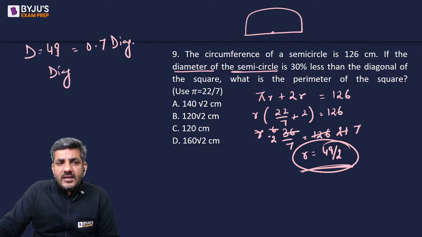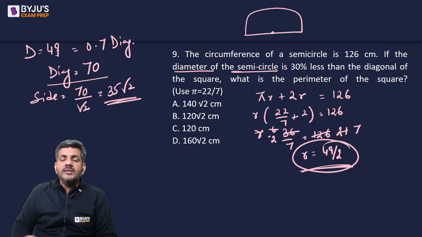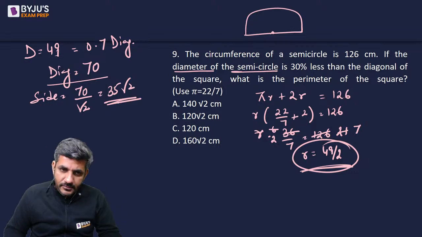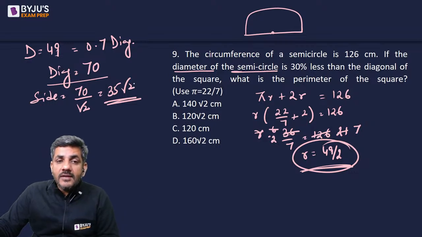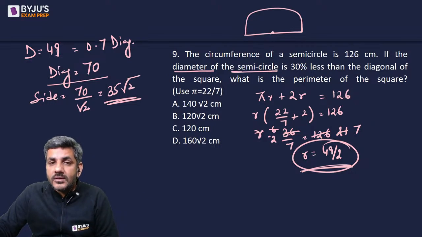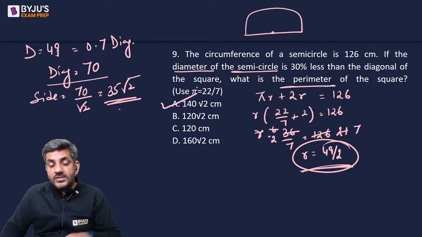So can I say the diagonal of the square is 49 by 0.7, which is 70? If the diagonal of the square is 70, the side of the square would be 70 divided by √2. This is a direct rule: diagonal is side times √2. Sorry, side is diagonal divided by √2. So I have 35 √2 as the side of the square. The side is 35 √2, and the perimeter is asked, so multiply by 4. The answer is 140 √2.